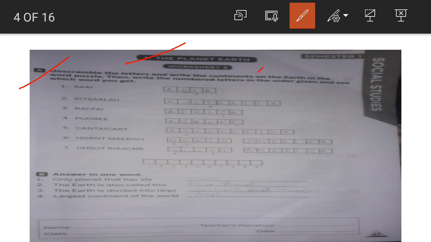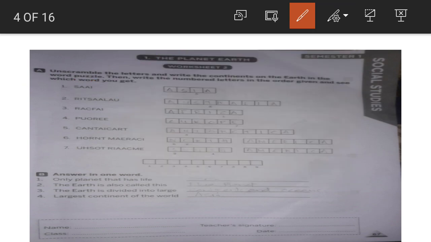Some letters are given here. It is a puzzle, so it is not in order, and we have to make it a meaningful word. It means we have to find the name of a continent. These are names of continents. We have to unscramble these words, using the same letters, and write the names. So let us check it out.